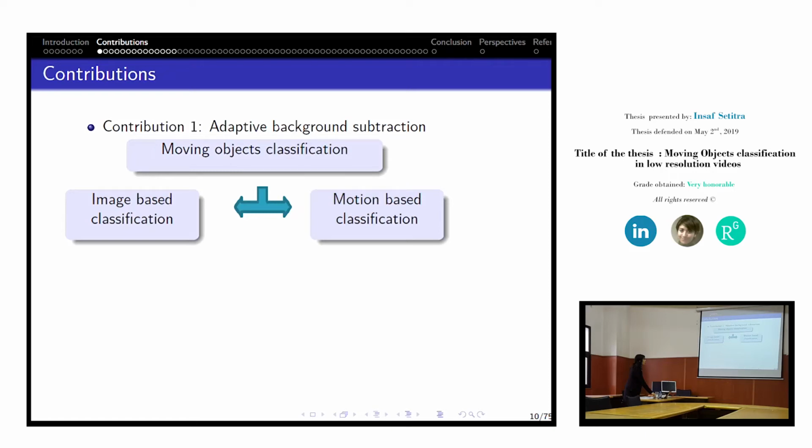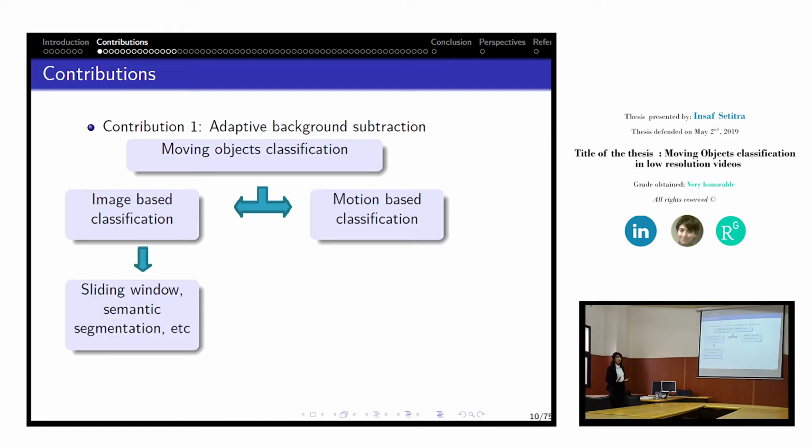Our first contribution deals with the proposal for an adaptive background subtraction algorithm for moving object isolation. Let us recall that moving object classification can be based either on image or on motion. In image-based classification, each frame is scanned using a sliding window, and each window is classified. Recent approaches include semantic segmentation in order to classify regions of the data.